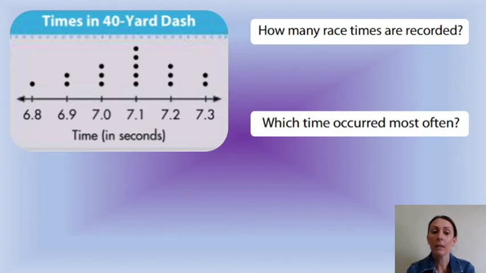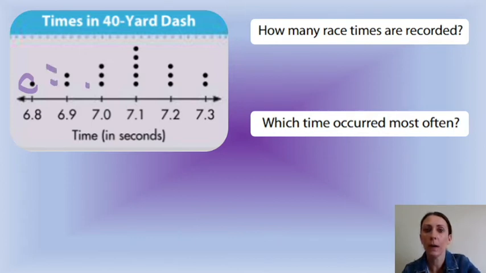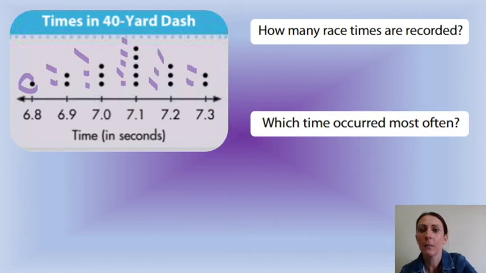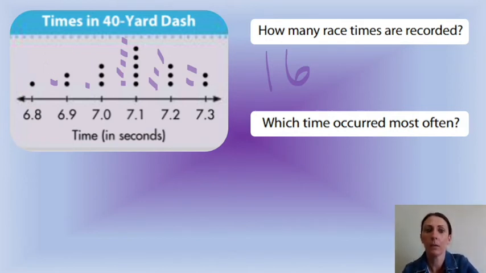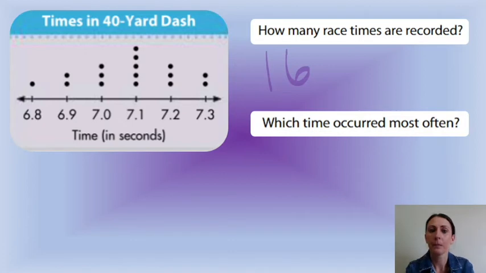So yeah, you're right. We need to count all of the dots. In this case, they're dots, they're not X's, on the line plot. So we have 1, 2, 3, 4, 5, 6, 7, 8, 9, 10, 11, 12, 13, 14, 15, 16. So that means that there are 16 race times recorded. So let me just get rid of all of these dots so that we can move on to the next question. So that means that there are 16 race times recorded on this line plot.